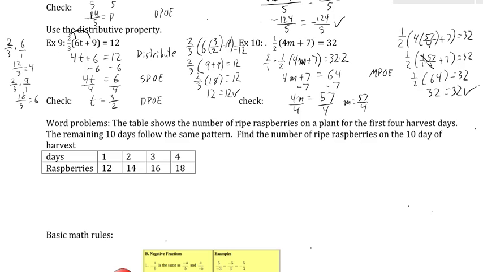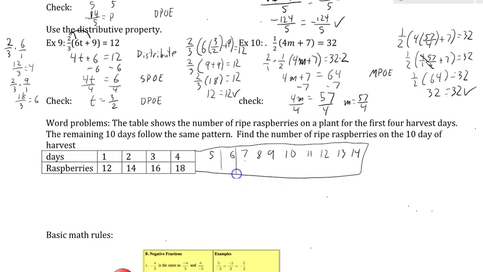So there's a couple things going on here. The remaining 10 days follow the same pattern. Means 5, 6, 7, 8, 9, 10, 1, 2, 3, 4, 5, 6, 7, 8, 9, 10. That if we want to think about 10 more days of harvest, there's 10 more days of harvest. Luckily, it's asking for the number of ripe raspberries on the 10th day of the harvest. So day 1, 2, 3, 4, 5, 6, 7, 8, 9, 10, we're looking for that day.